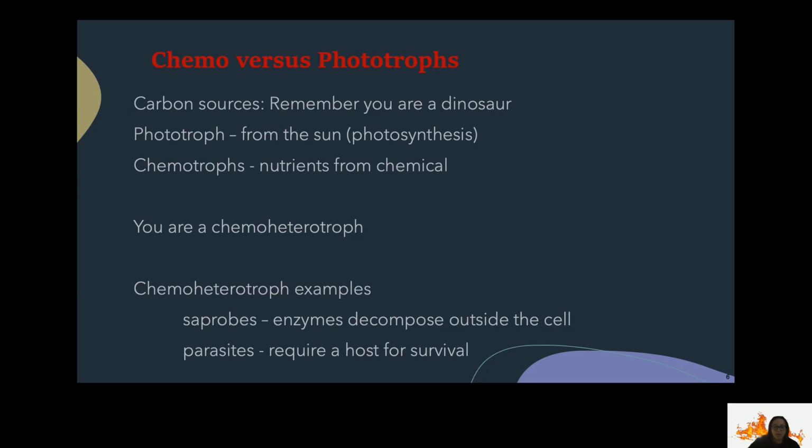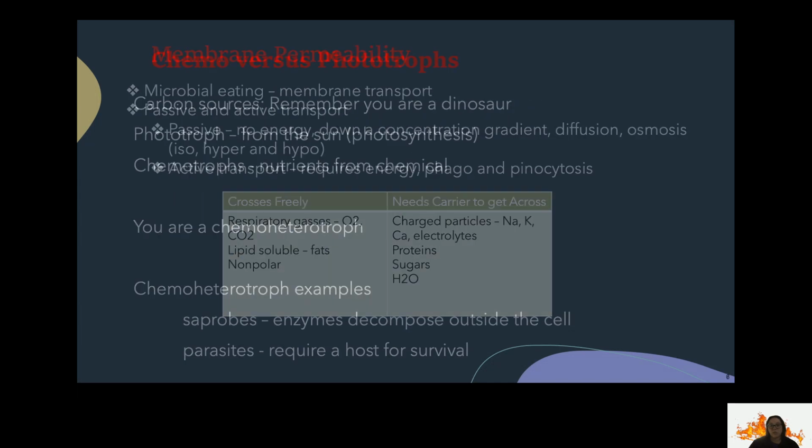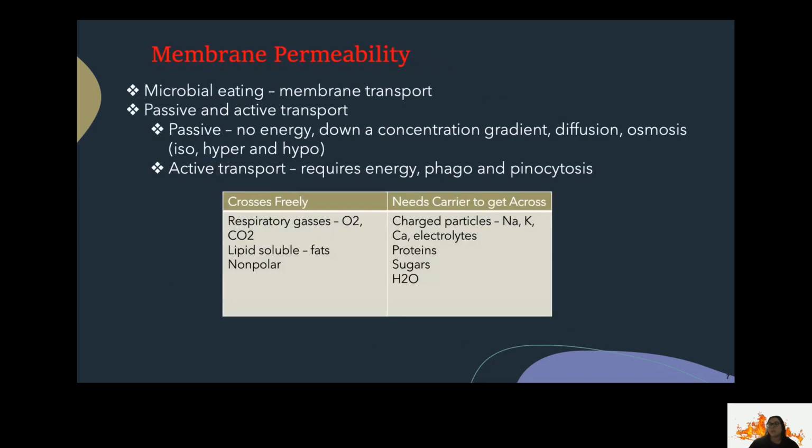Either way, that principle of carbon metabolism is the only major chemical I had you review in terms of what you needed for this chapter. But moving forward, we have to remember what causes a microbe to eat. What causes a microbe to eat is actually absorption through the membrane. So microbial eating is membrane transport. There are two key types of membrane transport: passive and active transport.